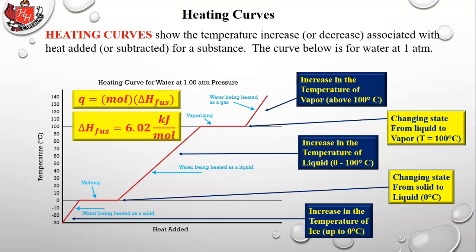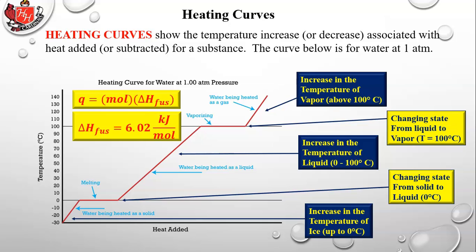And so the formula is given there in the yellow boxes off to the left. Q equals moles. It's the number of moles of water that you have times the heat of fusion. And the heat of fusion is a fixed number for water, and it's 6.02 kilojoules per mole. So if you know how many moles of water you have, you simply multiply it by 6.02, and that'll tell you the heat in kilojoules actually.